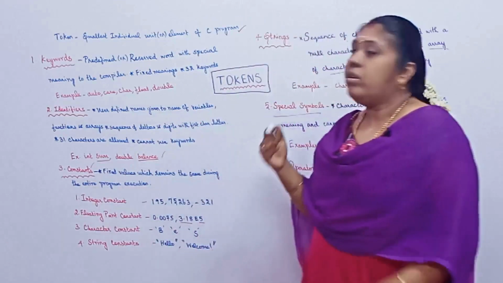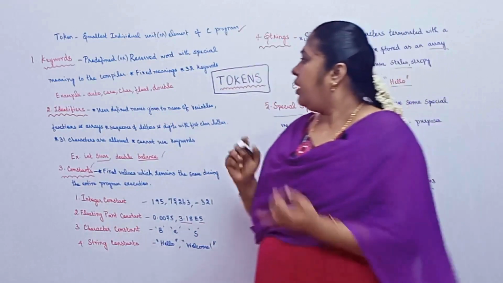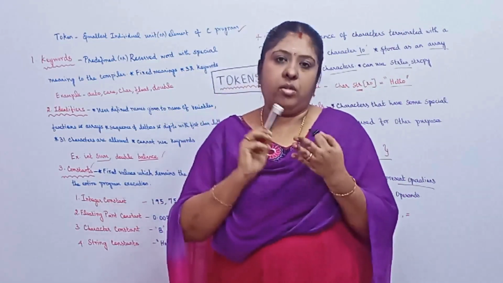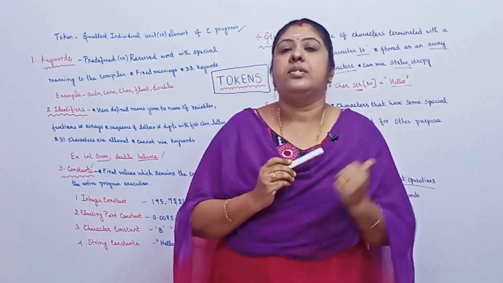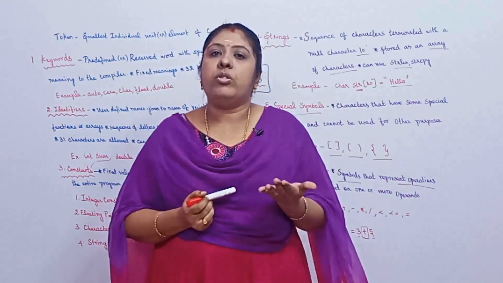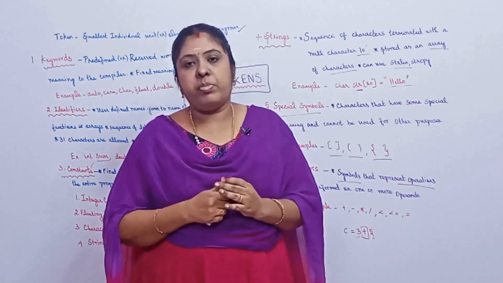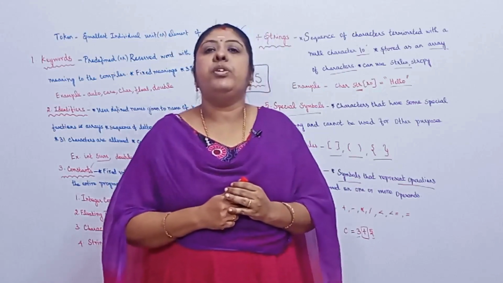Okay, in today's video we discussed tokens and its 6 types: keywords, identifiers, constants, strings, special symbols and operators. Now everyone should know each definition and its different examples. I have explained it in a simple way.